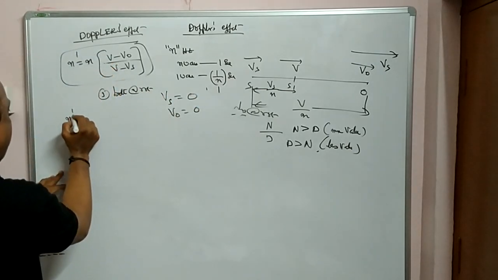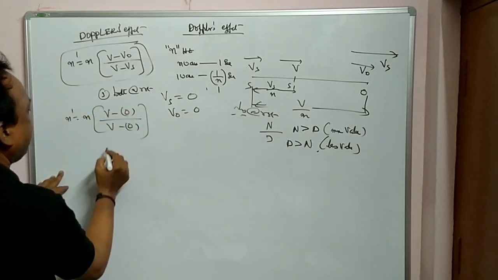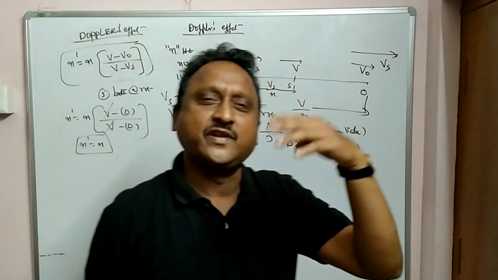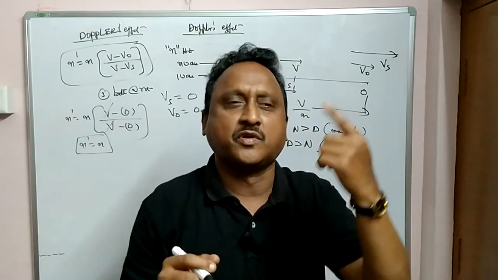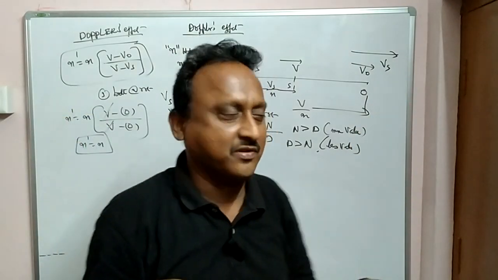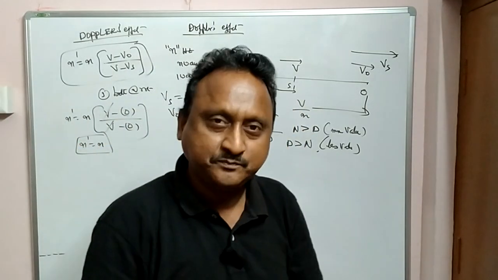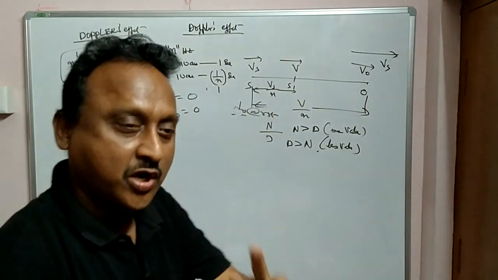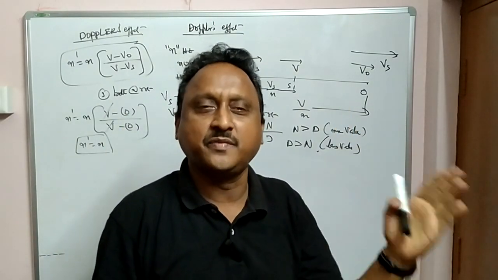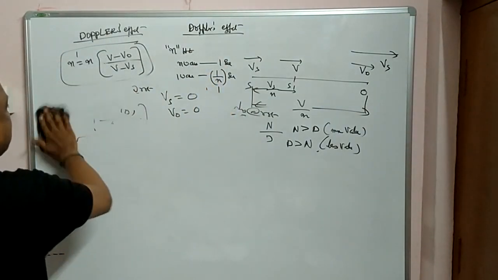Substitute in the formula. Apparent frequency is n into V minus 0 by V minus 0. V gets cancelled. What happened? N dash is equal to n. So the apparent frequency is equal to the natural frequency of the sound produced by the source. There is no increase or decrease in this case, it is equal. There is no change in frequency because there is no relative motion, both are at rest. What did I tell you earlier? When does the Doppler effect apply? When the source and observer are relative, either one should be at rest and the other in motion. Both at rest, no Doppler effect. Next, fourth case A bit.